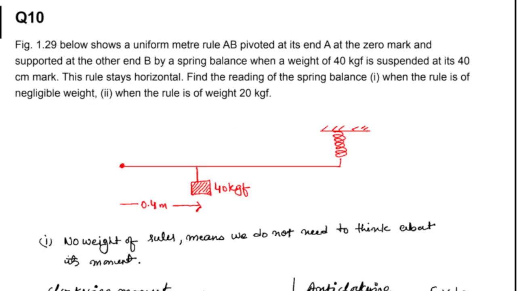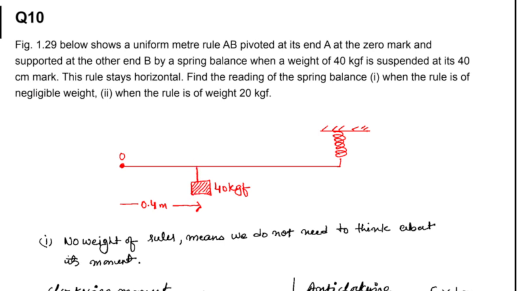Now the figure below shows a uniform rule AB pivoted at its end A at the zero mark, and supported at the other end by a spring balance. What the spring balance is doing is supporting it, so it's not letting it go down. A weight of 40 kilogram force is suspended at its 40 centimeter mark. See, this is the 40 centimeter or 0.4 meter. It is here, this mass.